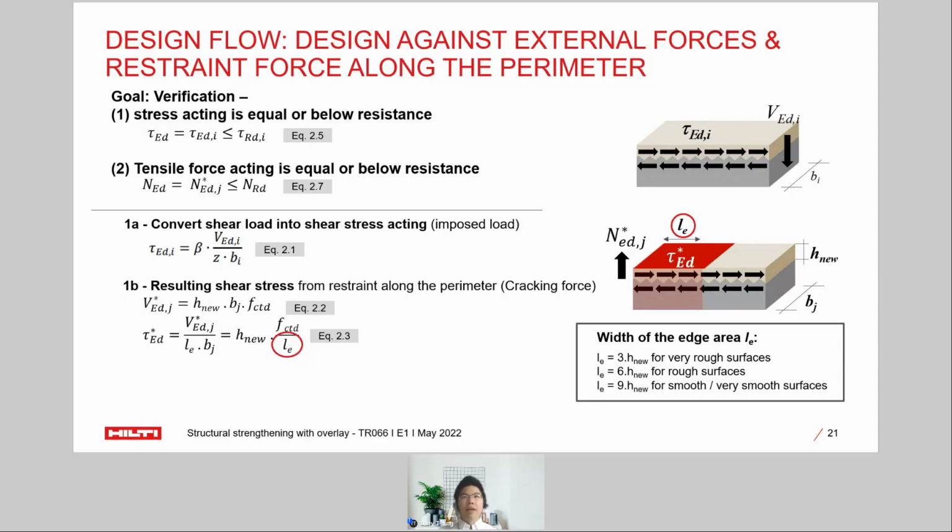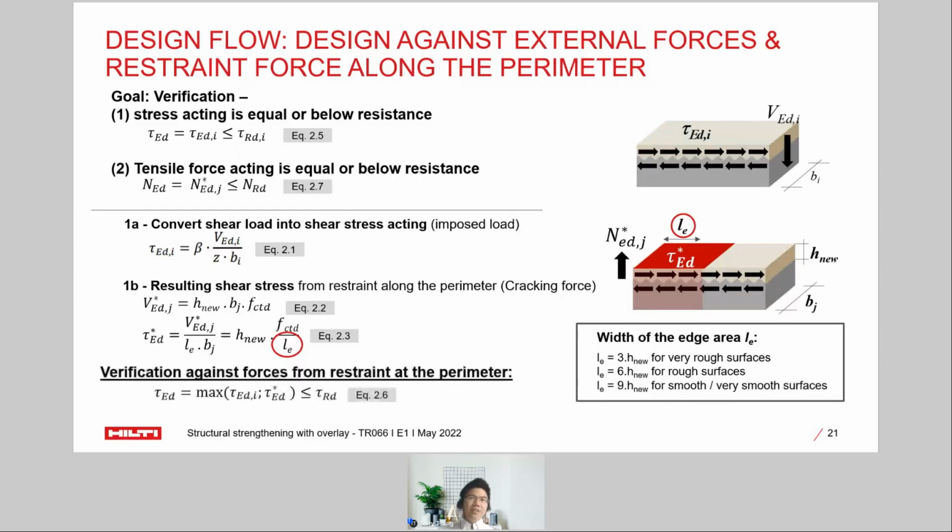Again, the so-called cracking force. This is a very straightforward formula that is given in TL 66. It is like a tension resistance of the concrete, the maximum value that the concrete can take. So to calculate the tau ED, the resulting shear stress, you will need to define the LE. That's why that LE is again mentioned here, depending on the roughness of the surface. Once that is defined, you can also calculate these tau ED.